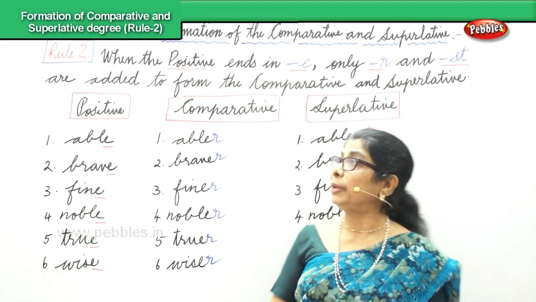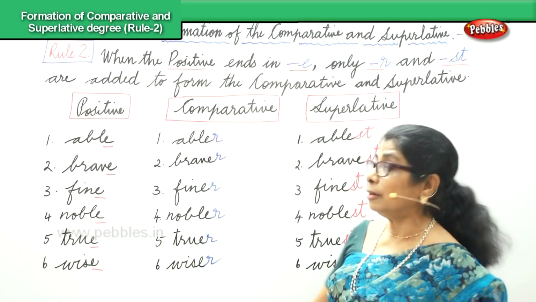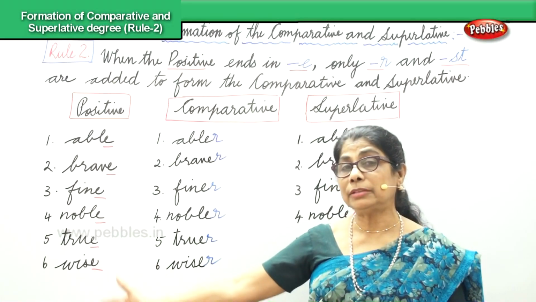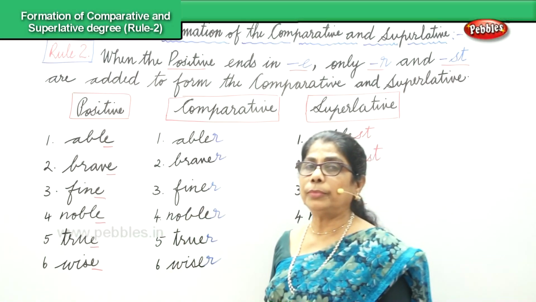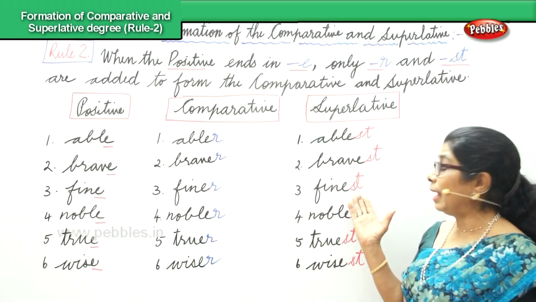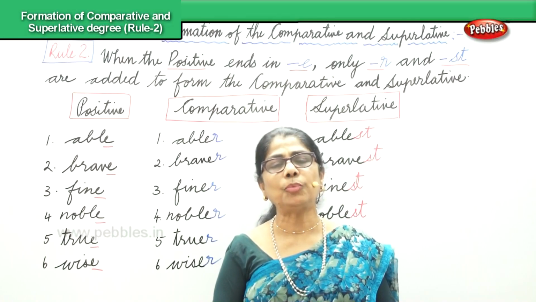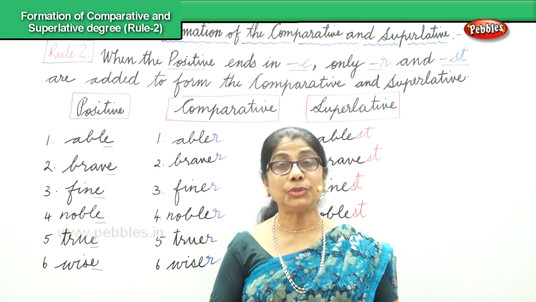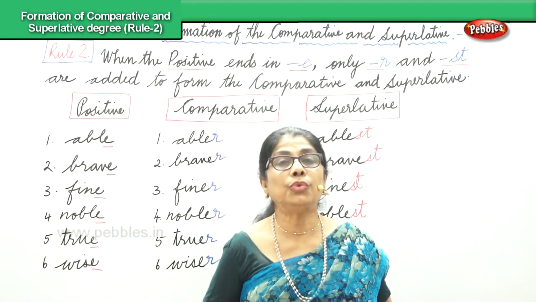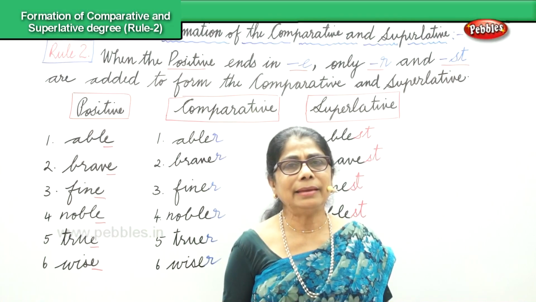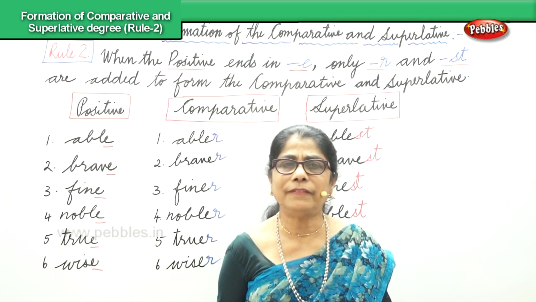We learned rule number 2 in forming the comparative. If the positive ends in E, we add R to form the comparative, and we add ST to form the superlative. That is rule number 2. So now we know how rule number 2 goes in the three degrees of comparison of adjectives.